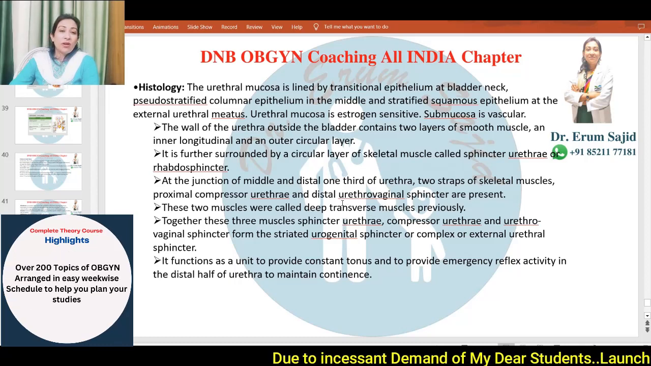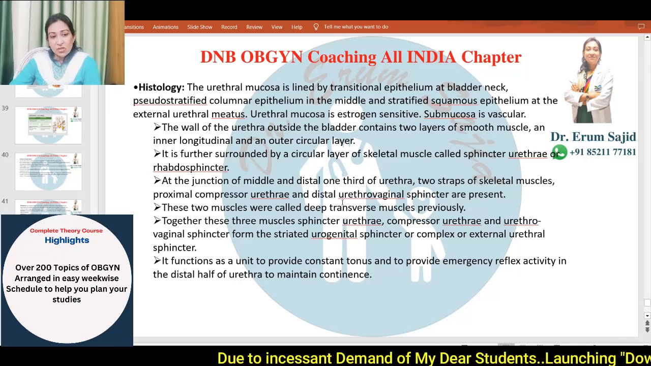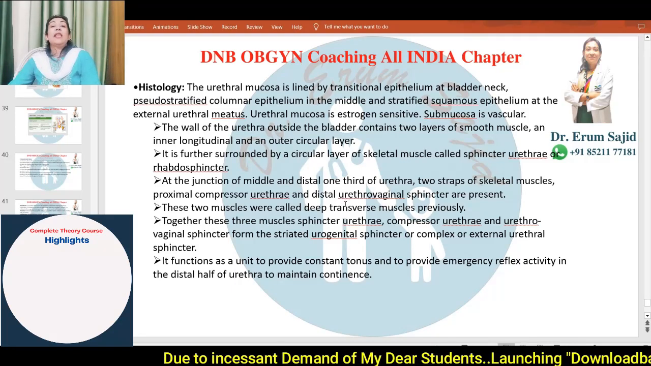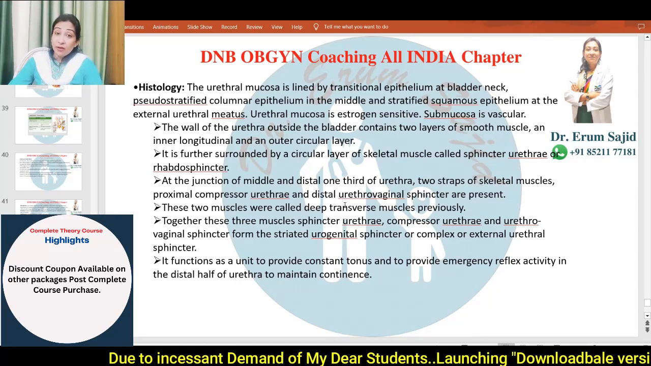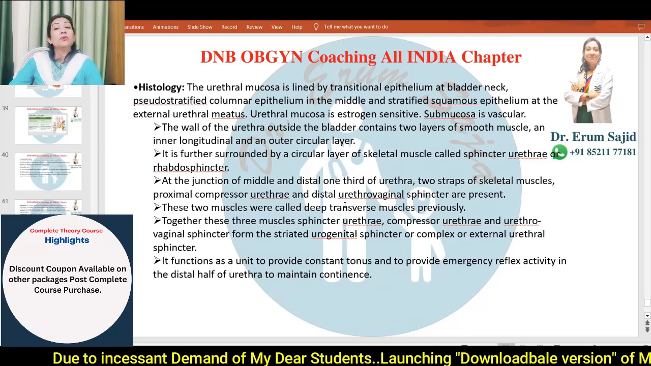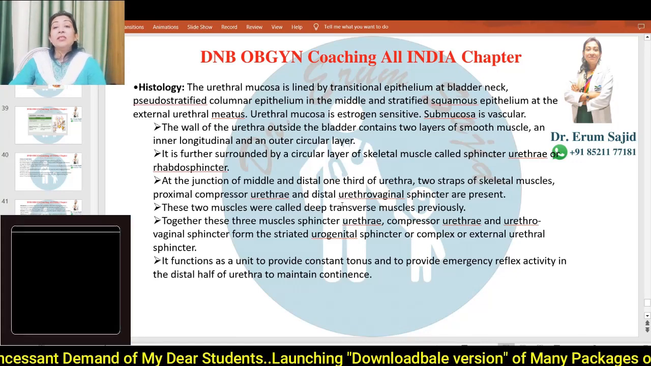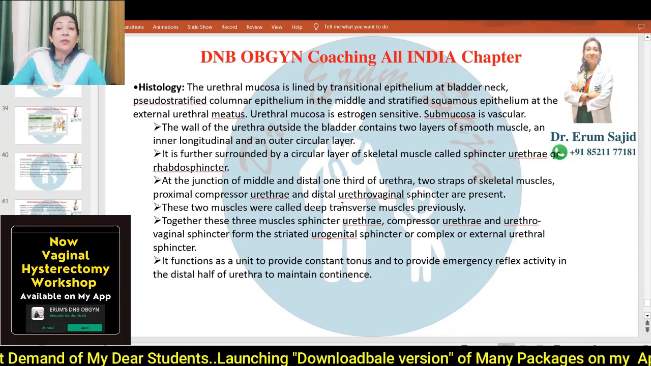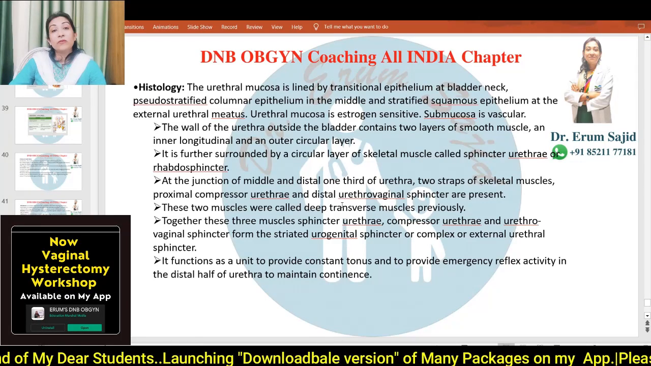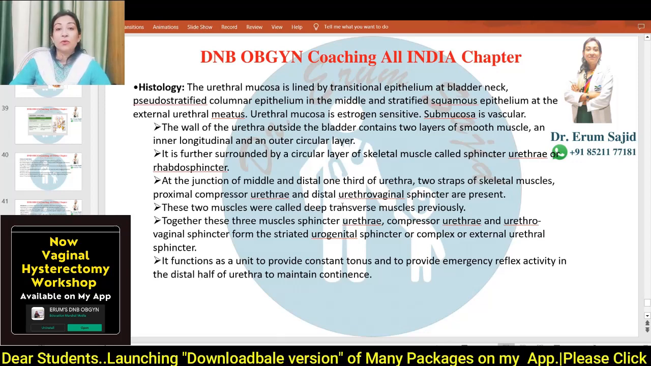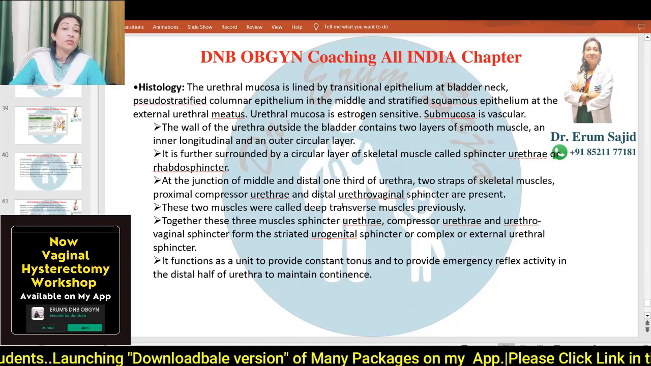Radiology is not very important, guys. Since I'm already taking it, let me just finish it off. It's lined by transitional epithelium in the bladder neck. Since it is close to the bladder mucosa, let's just assume that there's transitional epithelium in the bladder neck, and pseudostratified columnar epithelium in the middle. When it goes outside, it's more of stratified squamous epithelium at the urethral meatus, towards the end.